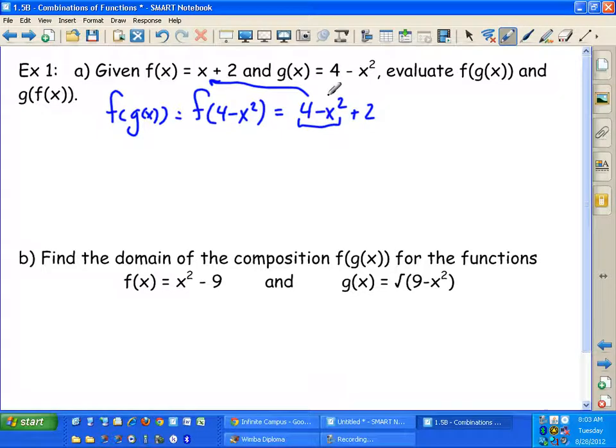Now I could combine like terms to make things a little bit easier, and so the final solution for this will end up being negative x squared plus 6. And that's what I would be looking for as the composite function for f of g of x.